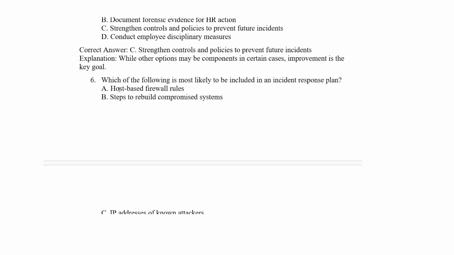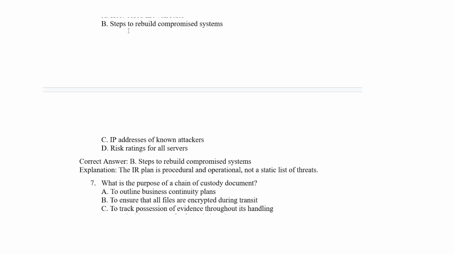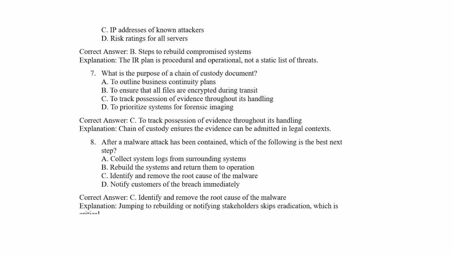And now, 6 says, which of the following is more likely to be included in an incident response plan? We have the host-based firewall rules, steps to rebuild compromised system, IP addresses of known attackers, risk rating for all servers. Steps to rebuild compromised system, that is what we should have in an incident response plan. It should be how to bring the system back. We don't need firewall rules in an incident response plan as a document.